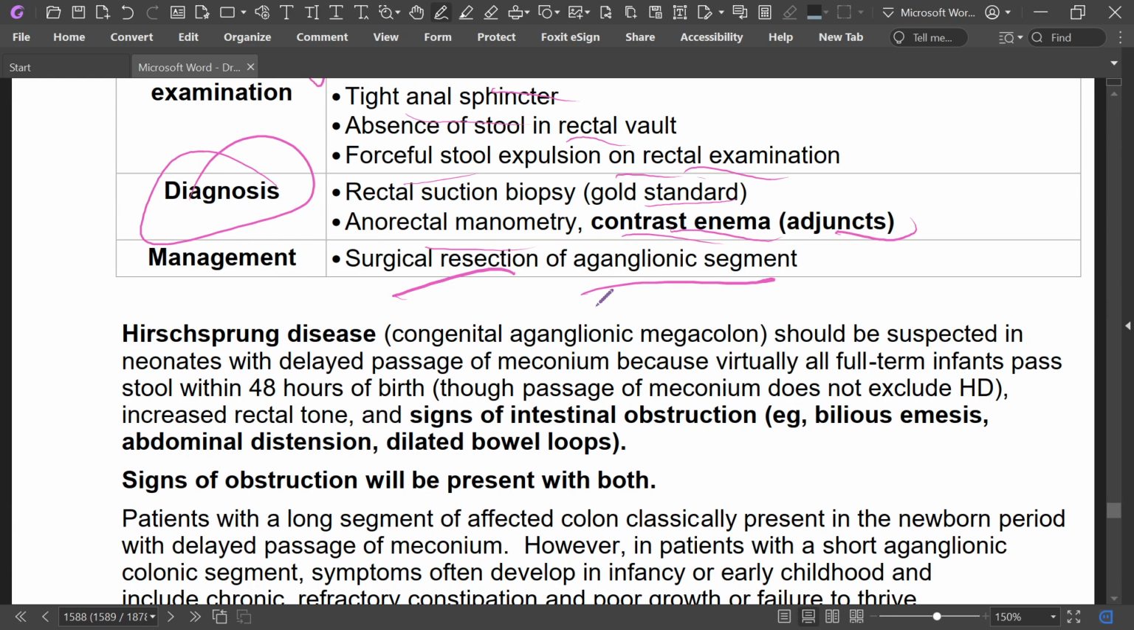Hirschsprung disease should be suspected in a neonate with delayed passage of meconium, because virtually all full-term infants pass meconium within 48 hours of birth, though passage of meconium does not exclude Hirschsprung disease. Increased rectal tone, signs of intestinal obstruction, bilious emesis, abdominal distension, and dilated bowel may be present. Signs of obstruction will be present with both.